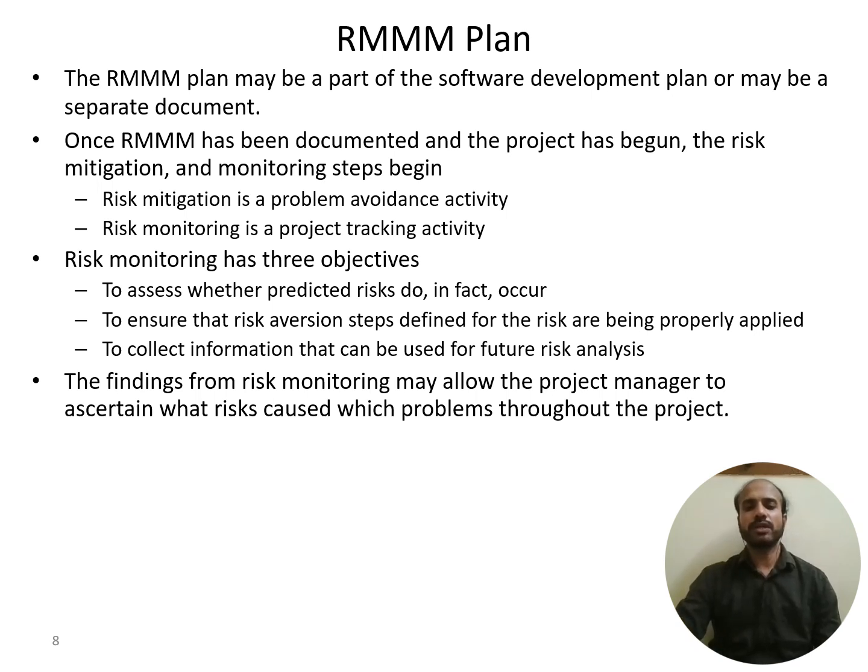So risk monitoring has three objectives. That is to assess whether predicted risks do in fact occur, to ensure that risk aversion steps defined for the risk are being properly applied, and to collect information that can be used for future risk analysis. The findings from risk monitoring may allow the project manager to ascertain what risks caused which problems throughout the project.